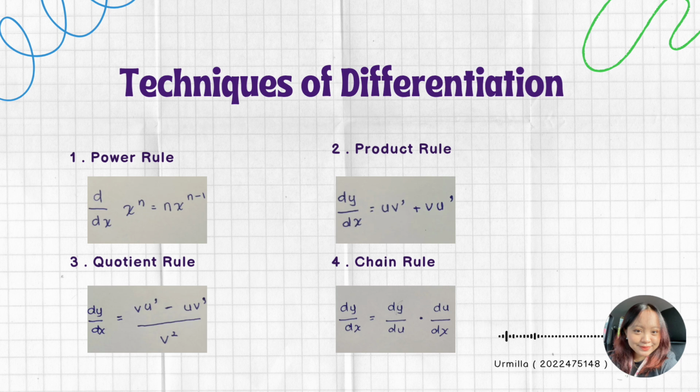And the third rule is the quotient rule. It is a rule for dividing one function by another. You differentiate the top and the bottom separately, then apply the formula. And the last one is the chain rule, which is used when you have a function inside another function, where it is a composition. You take the derivative of the outer function and multiply it by the derivative of the inner function.